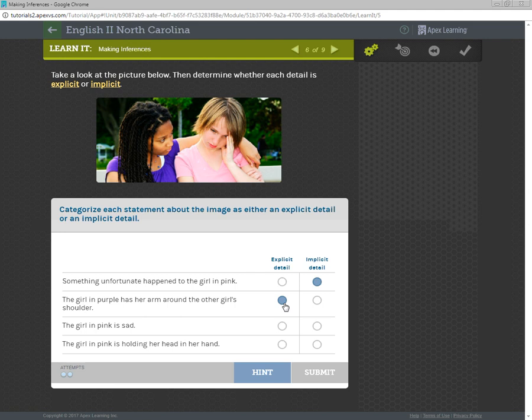The girl in pink is sad. That's also another explicit detail. The girl in pink is holding her head in her hand. Once again, another detail that we clearly can see. Explicit. Let's see if we're right.